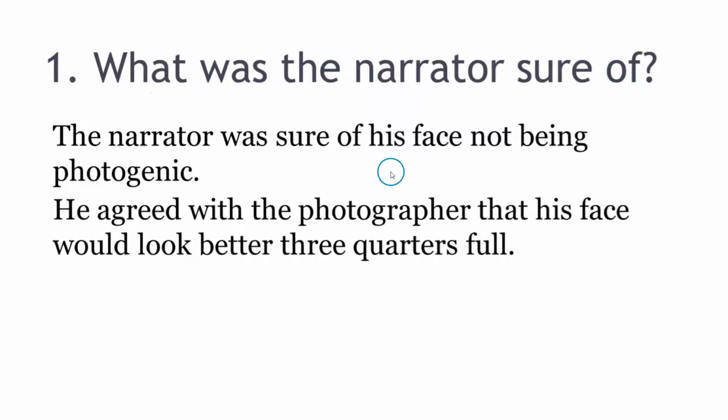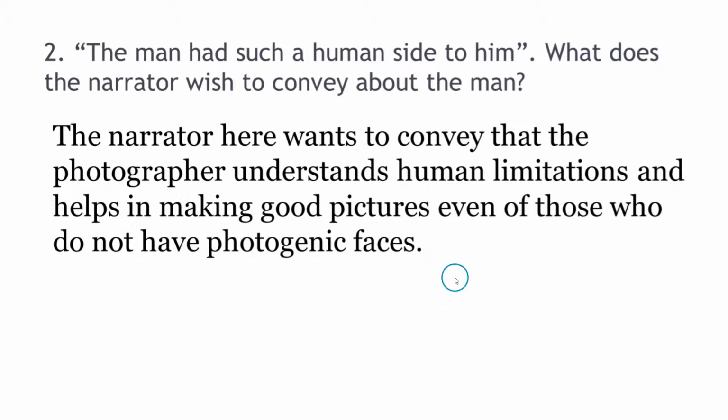So, first question, what was the narrator sure of? Answer, the narrator was sure of his face not being photogenic. So, you can underline his face not being photogenic. You can underline this as the keyword. He agreed with the photographer that his face would look better 3/4 full. So, agreed with the photographer would look better 3/4 full. You can underline over here.